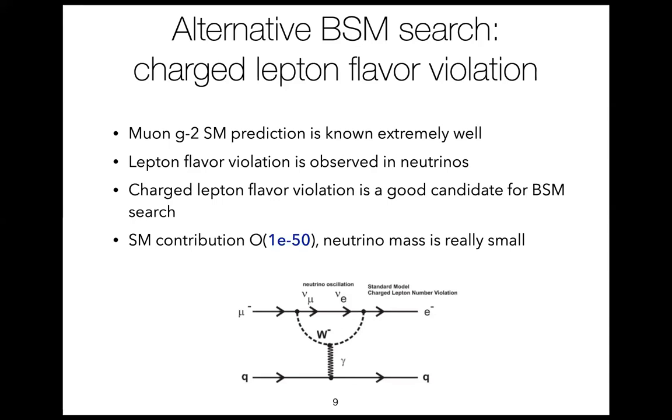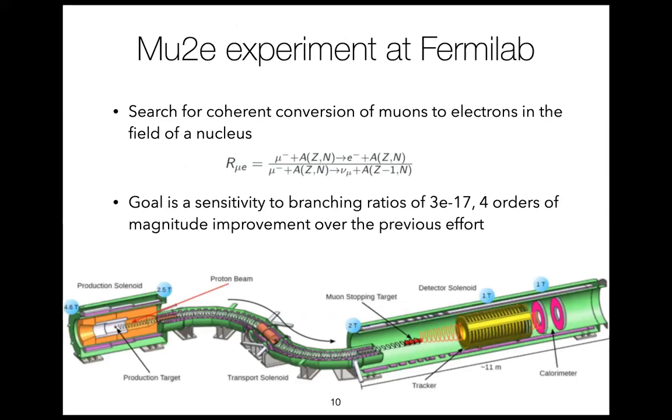Also, we know that flavor violation in leptons was observed in neutrinos. They do oscillate in matter. And the standard model contribution to any branching ratios is typically suppressed by 50 orders of magnitude. And that's what the Mu2e experiment at Fermilab is being built for. In the presence of the field of a nucleus. And the goal is to improve the previous experimental sensitivity by 4 orders of magnitude.